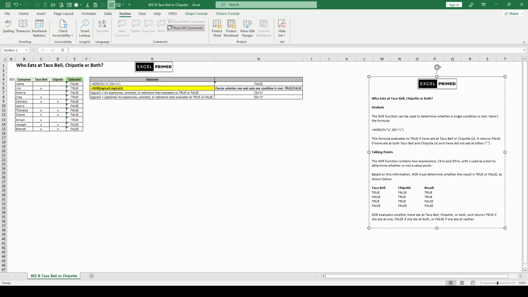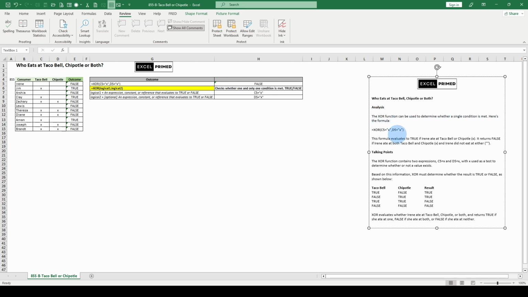On the other hand, Jim ate at Taco Bell, but didn't eat at Chipotle. So that's true. We're looking for the XOR function. The XOR function can be used to determine whether a single condition is met.